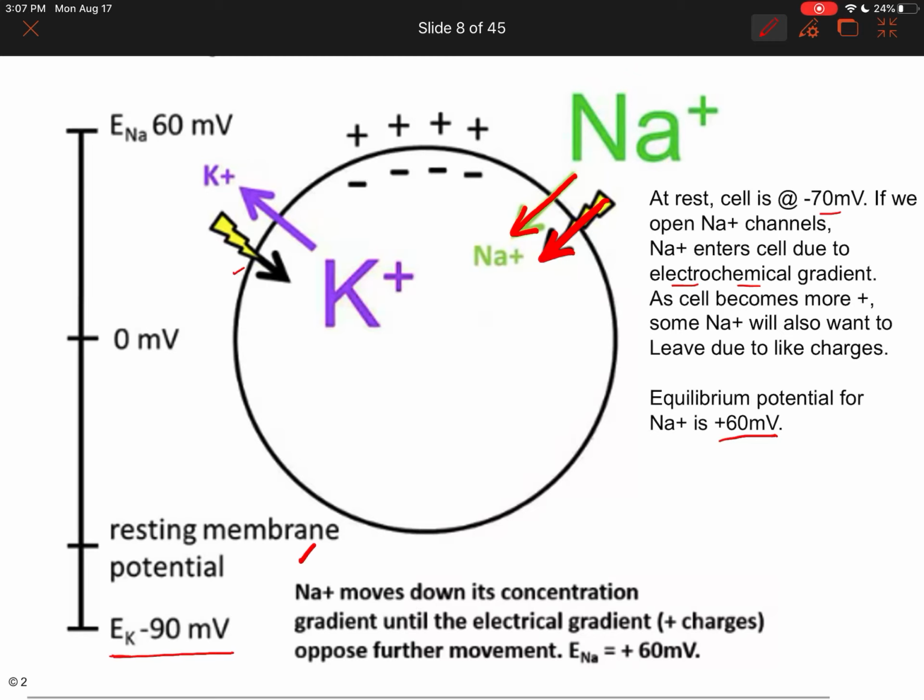When the same happens for sodium, if we just look at sodium, the equilibrium potential for sodium is going to be a positive 60 millivolts. At a positive 60 millivolts, sodium will flood in and also leave the cell equally. So that is the point we wanted to make here. Sodium moves down its concentration gradient until the electrical gradient, or positive charges, oppose further movement of the sodium.